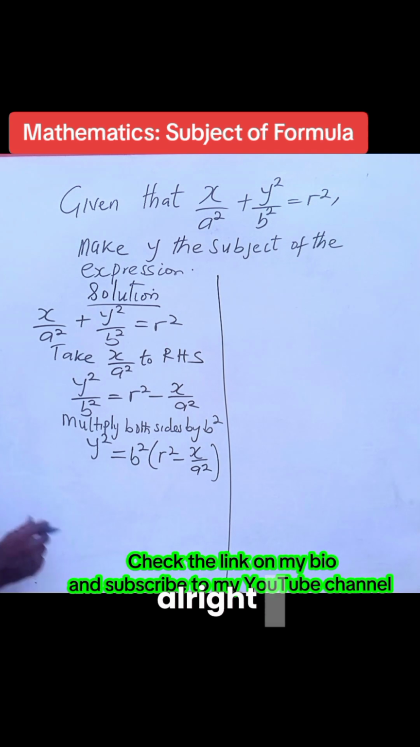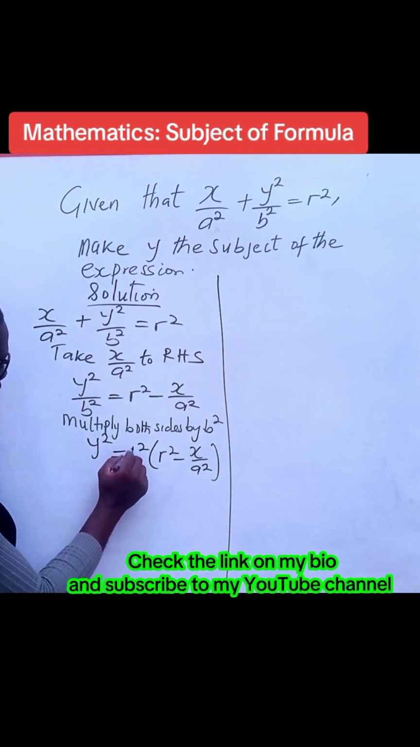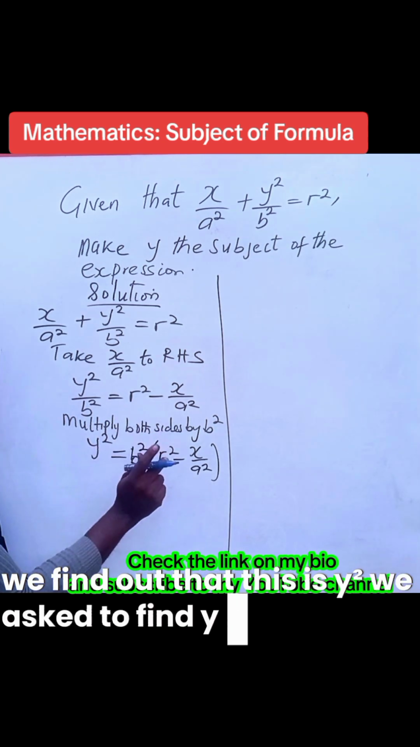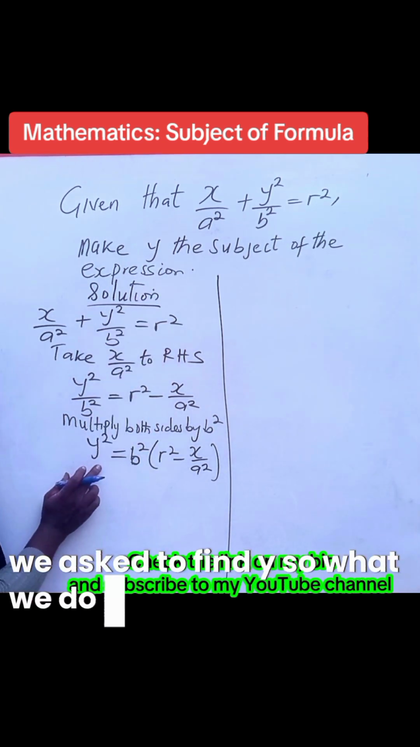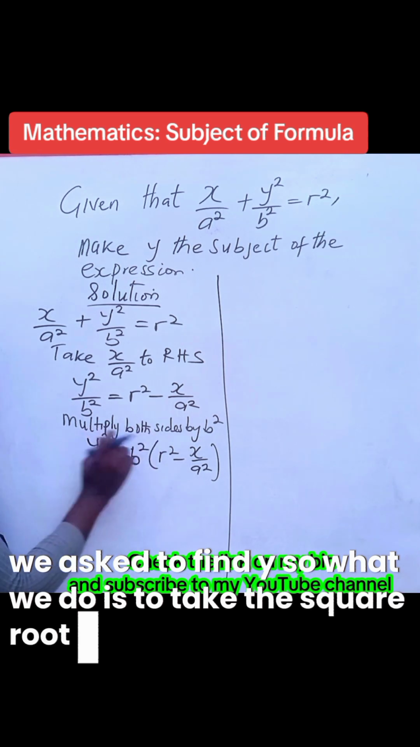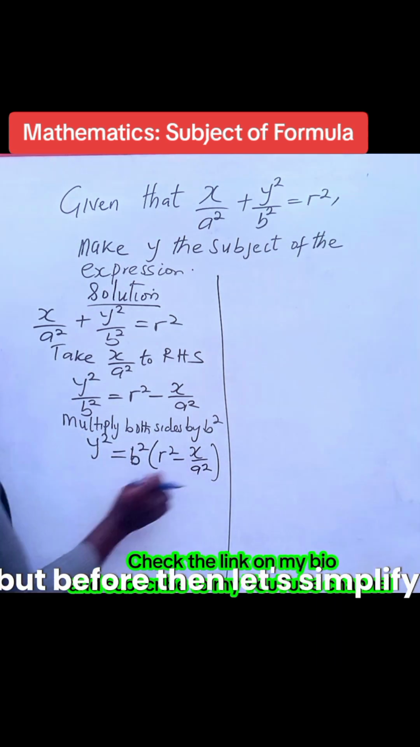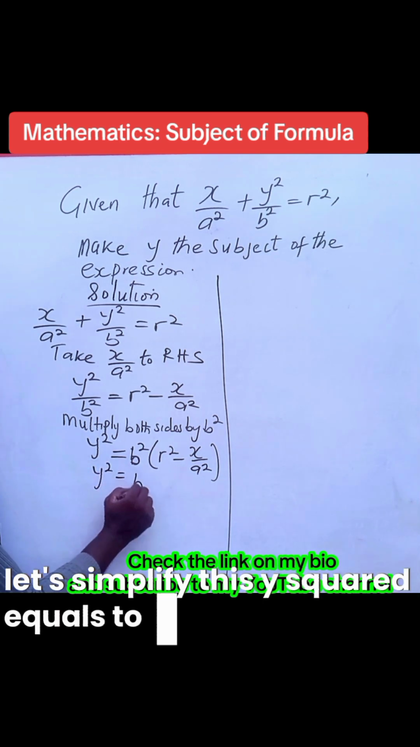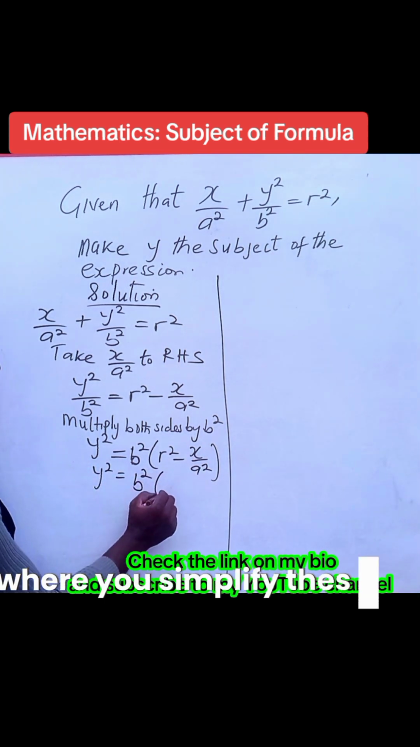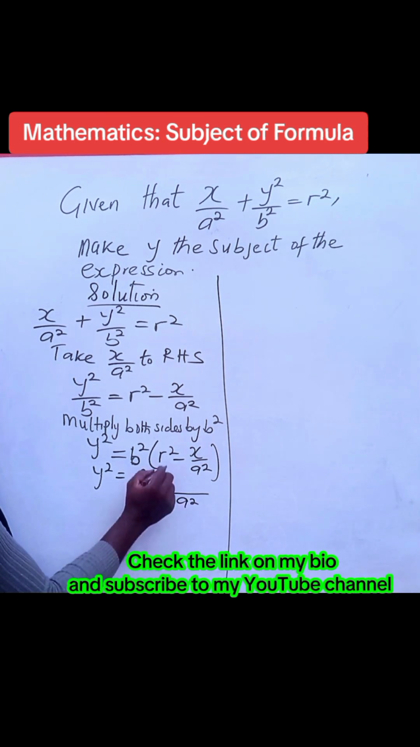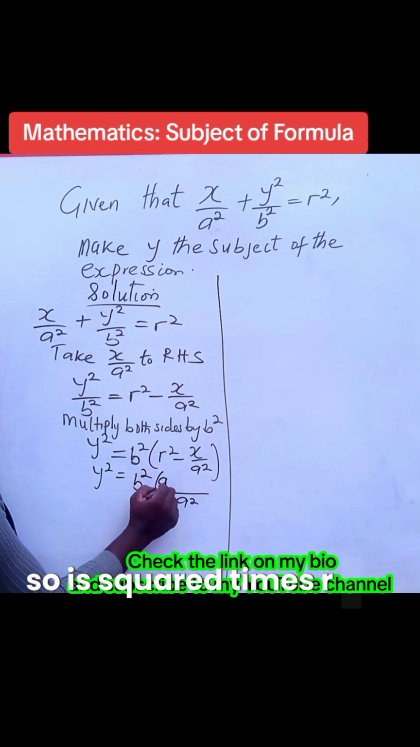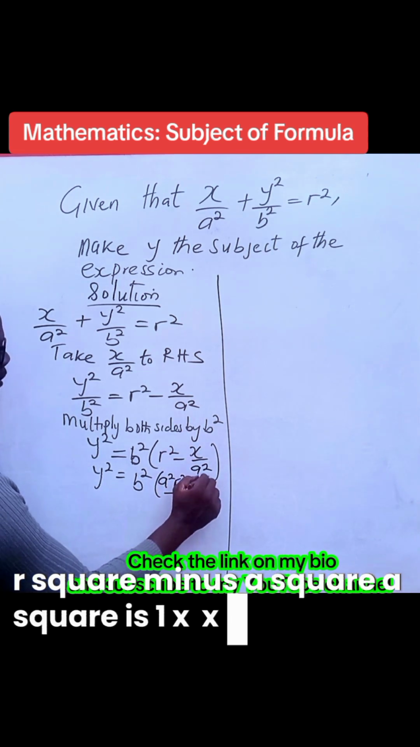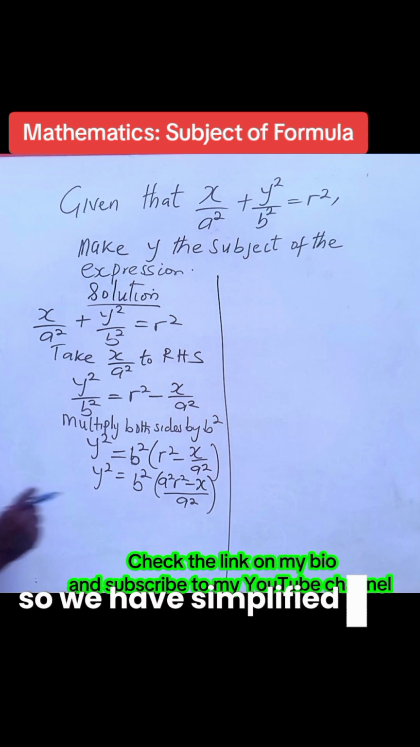Alright, so that's the first step. If you still look here, you find out that this is y squared and we're asked to find y. So what we do is take the square root of both sides. But before then, let's simplify this. y squared equals b squared. When you simplify this, the LCM here is a squared. So a squared times r squared minus x squared over a squared is 1. Alright, so we have simplified this.